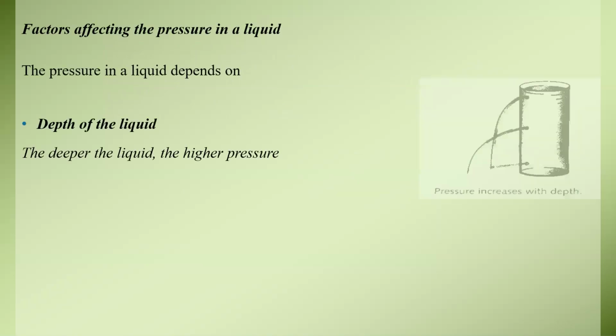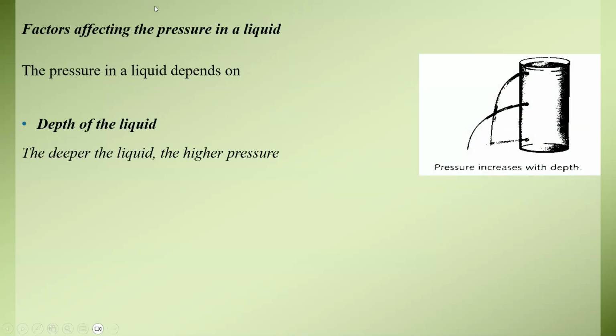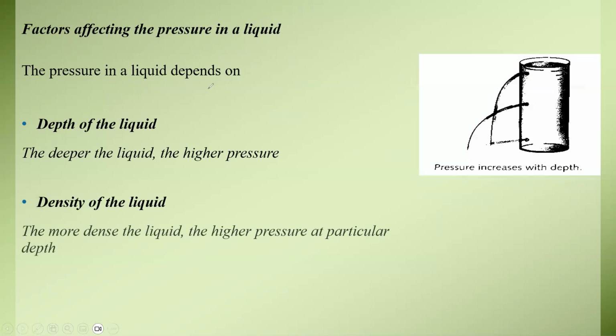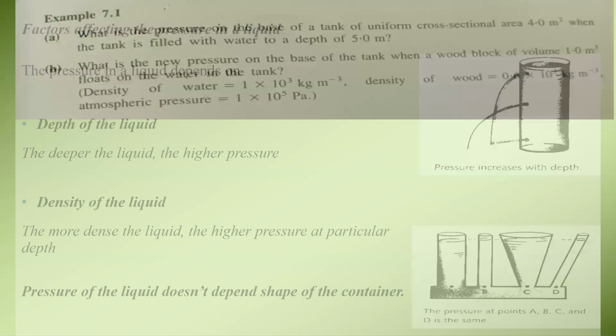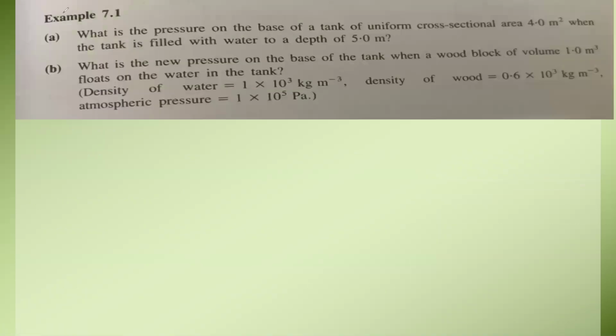So pressure in a liquid depends on the depth. The deeper we go inside, the higher the pressure we experience. And it also depends on the density of the fluid. Like this example: what is the pressure on the base of a tank of a uniform cross-sectional area of 4 meters square when the tank is filled with water at a depth of 5?